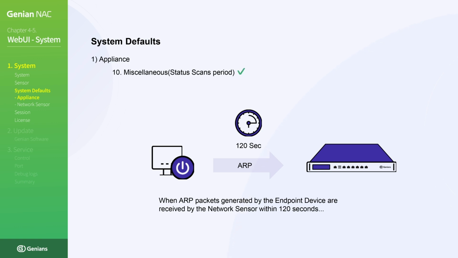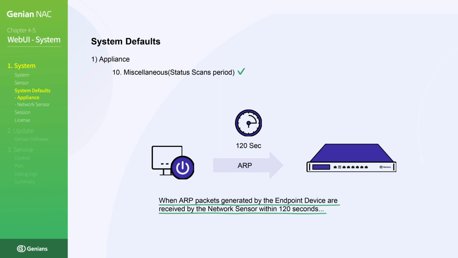In the node status check process, the first criterion for determining a node's status as up is as follows. If an ARP packet is generated by the endpoint device and received by the network sensor within the initial 120 seconds, the network sensor will maintain the node's status as up.